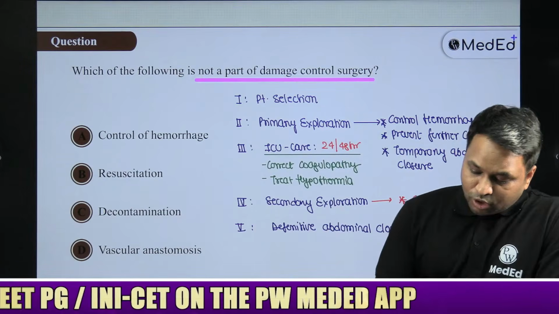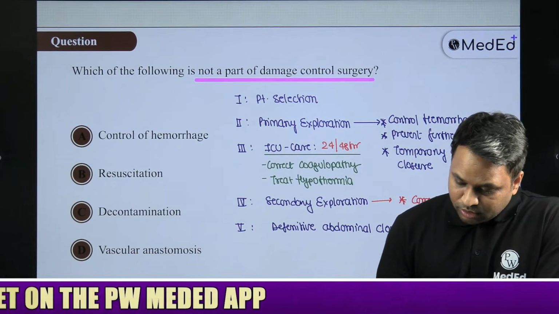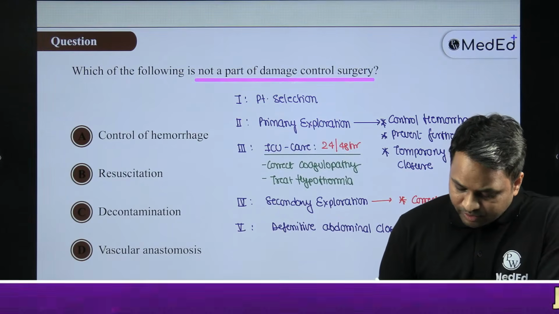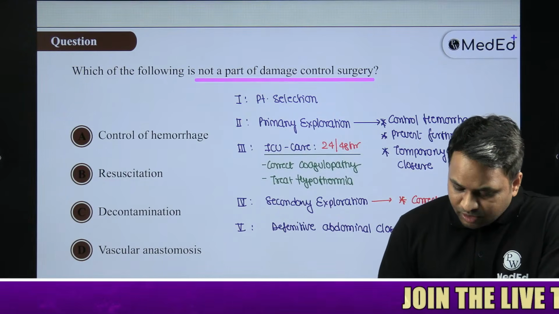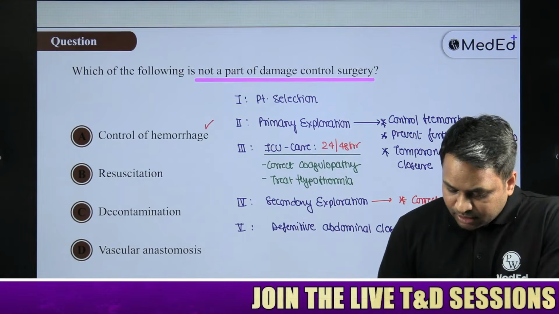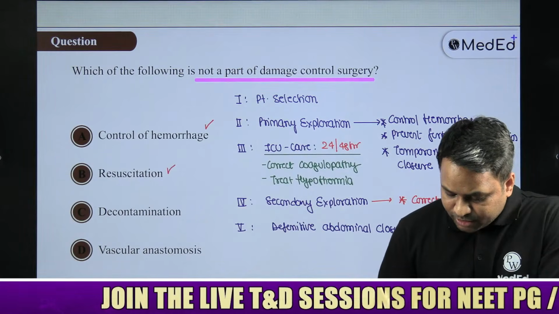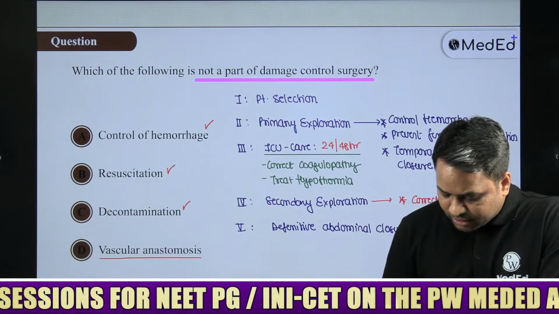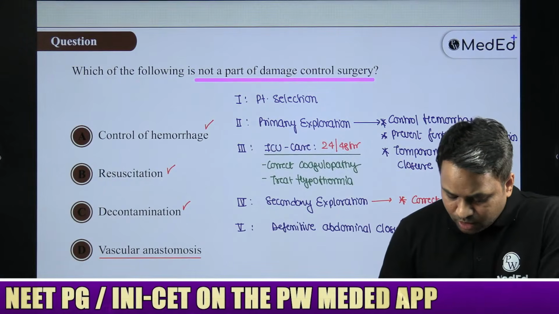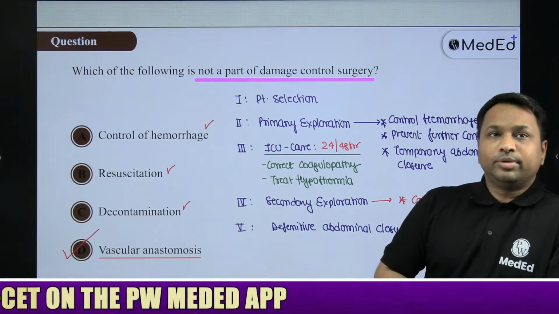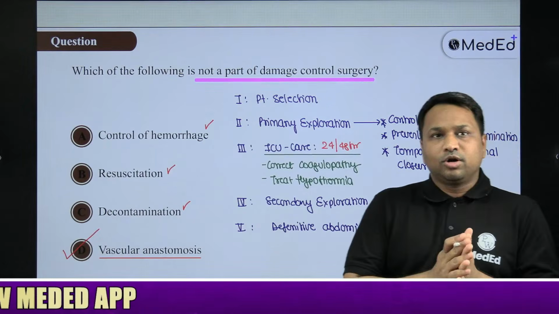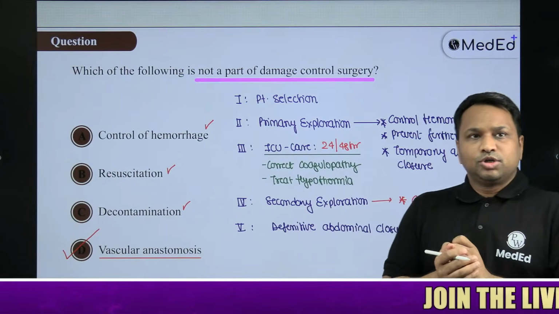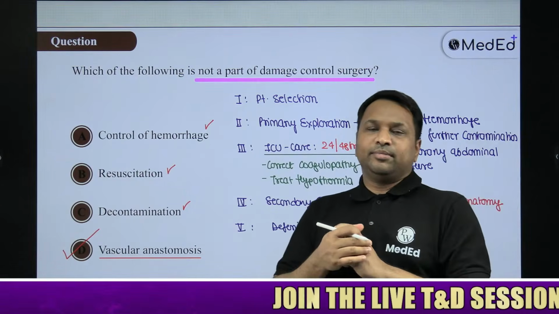Which of the following is not a part of damage control surgery or damage control protocols? Okay, let's look at this. Control hemorrhage, yes. Resuscitation, yes. Decontamination, yes. We are not going to look for any anastomosis in the initial part. We are just trying to do a controlled component. So vascular anastomosis is not a component. We'll ligate the vessel and come back. So control, resuscitate and decontaminate.